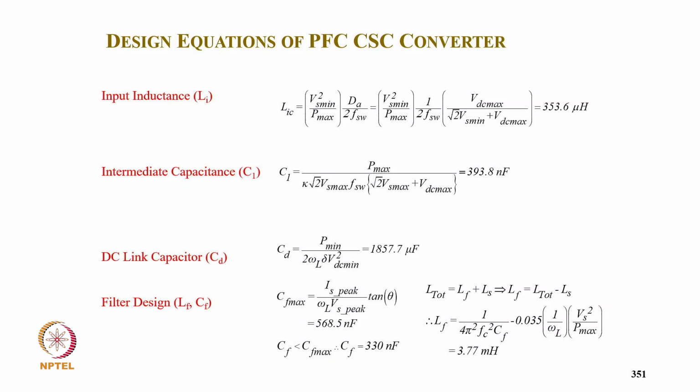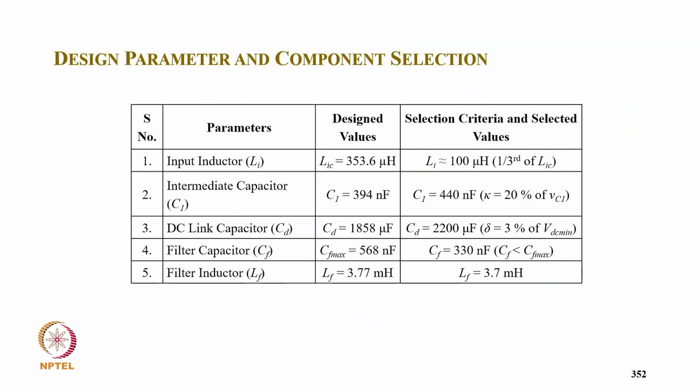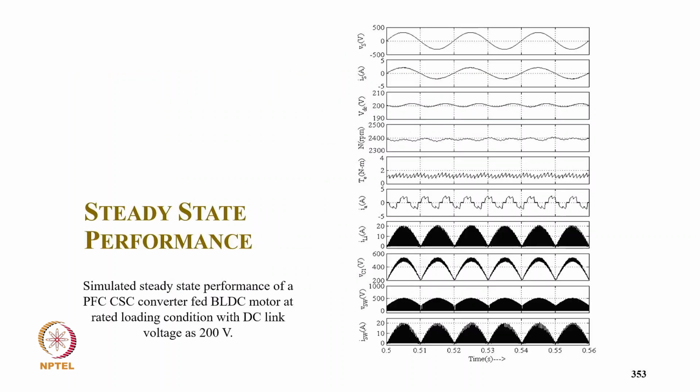And the calculation of the input inductor, because of designing in DCM, comes to 353.6 microhenry, and the capacitor comes to 93.8 microfarad, and CD comes to 1857.7, and the EMI filter CF is 330 nanofarad, and LF is 3.77 millihenry. And for selection, we select the input inductor almost one third, to make that converter operate over a wide supply voltage range in discontinuous conduction mode, and even at varying load we have discontinuous conduction mode.